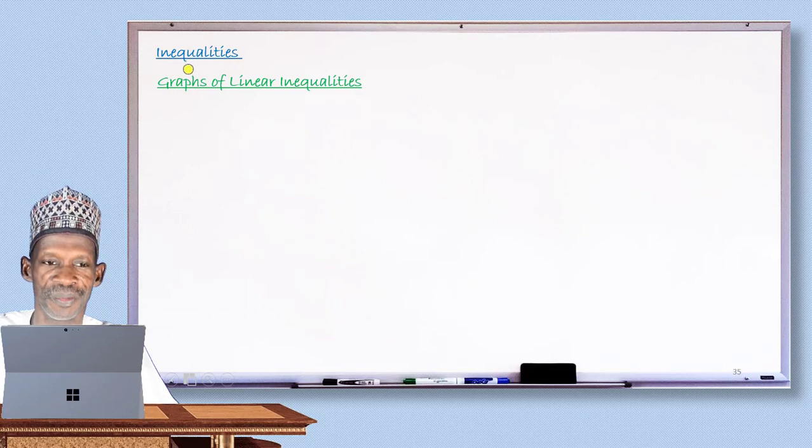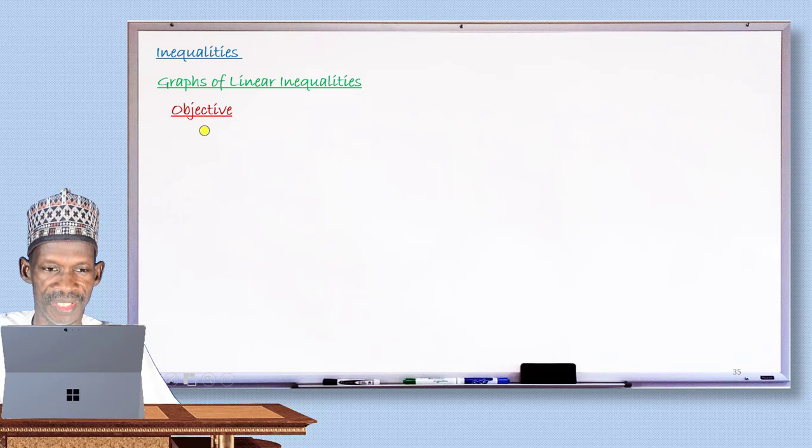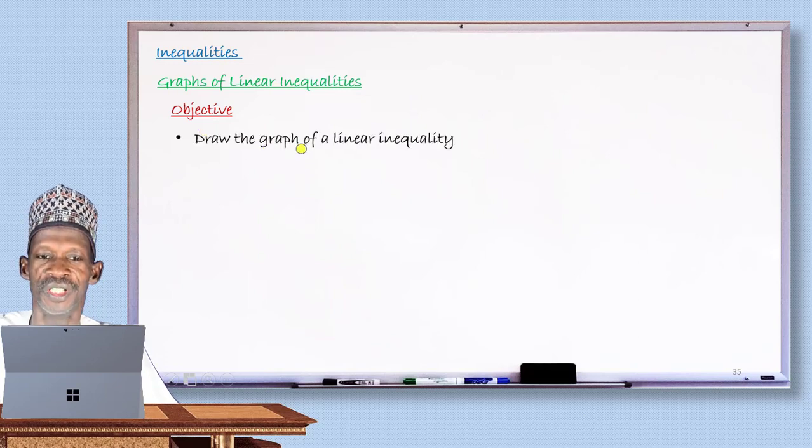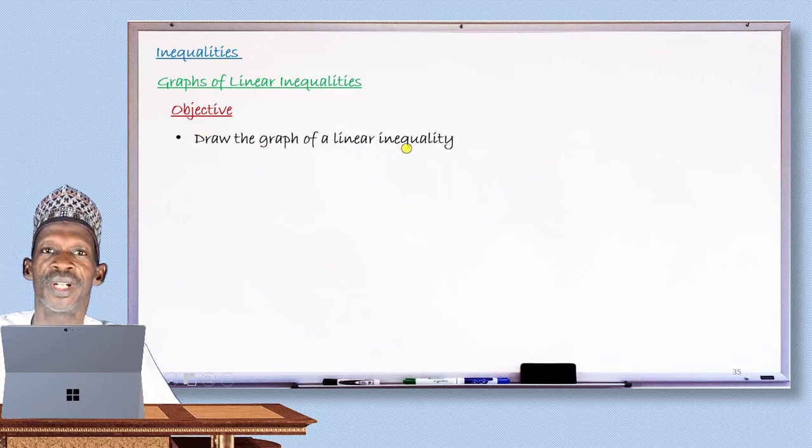Today, in continuation with your main topic, that is inequalities, what we are going to discuss today is graphs of linear inequality. So let's begin. After completing this lesson today, my dear student, you will be able to draw the graph of a linear inequality. This is what I hope you'll be able to do after completing the lesson today.